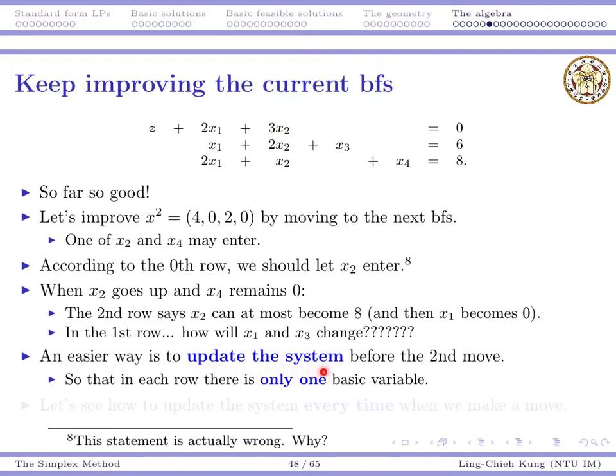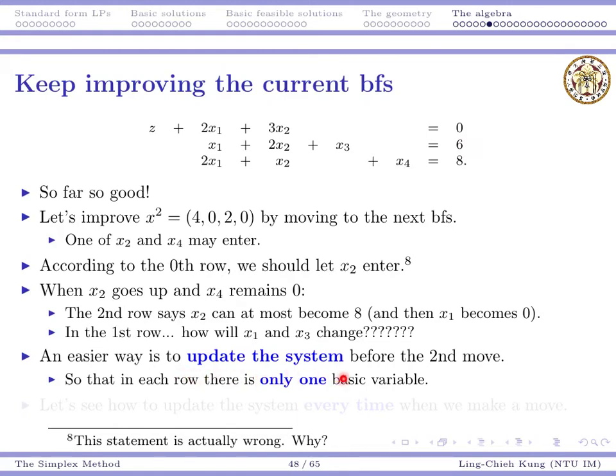For us to get rid of that difficulty, one easier way is to update the system before we make the second move, so that in each row there is only one basic variable. The difficulty we mentioned is because in the first row there are two basic variables, right? So when x2 goes up, we need to worry about what's happening in the other rows, and that's going to affect what's happening in the first row. That interdependence should be removed when we update the system.